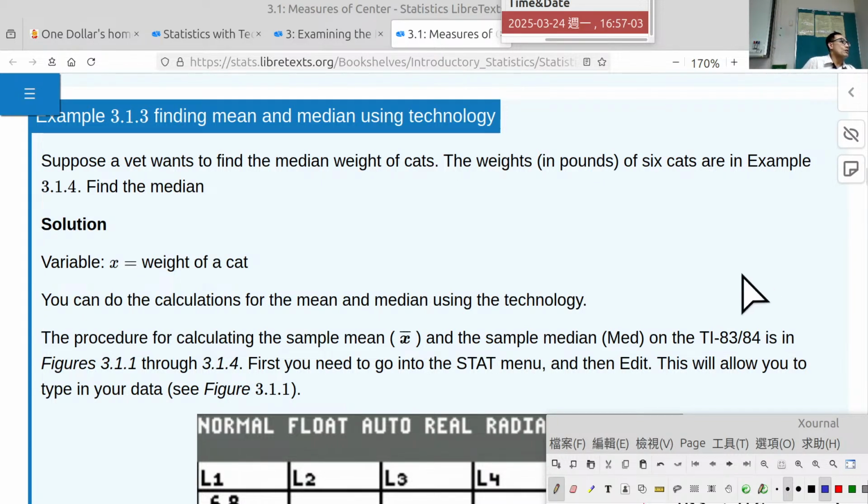Okay, please watch this example 3.1.3, finding mean and median using technology. Suppose a vet wants to find the median weight of cakes. The weights in pounds of 6 cakes are in example 3.1.4. Find the median.